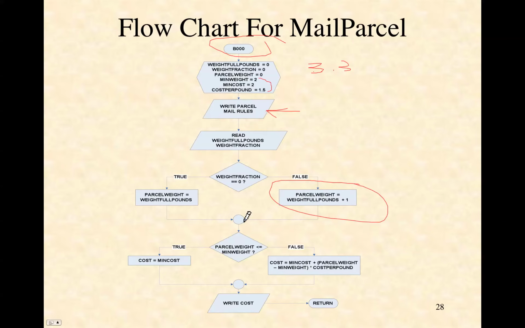And then we do the second if and else. If parcel weight is less than or equal to minimum weight, then the cost will be minimum cost, which is $2. Otherwise, cost will be minimum cost plus parcel weight minus minimum weight, which is 2 pounds, multiplied by cost per pound. Okay, and cost per pound was 1.5. And finally we write the cost.